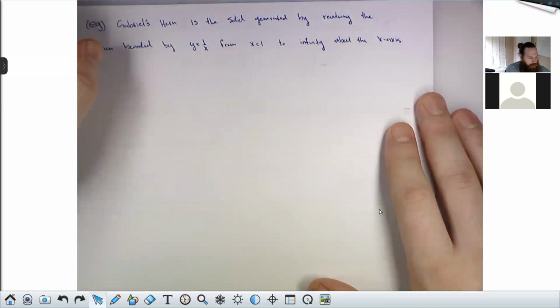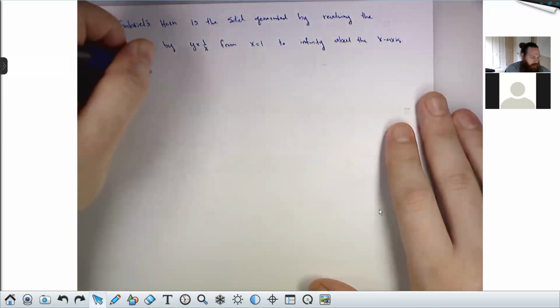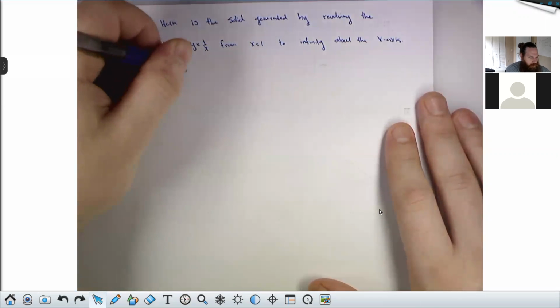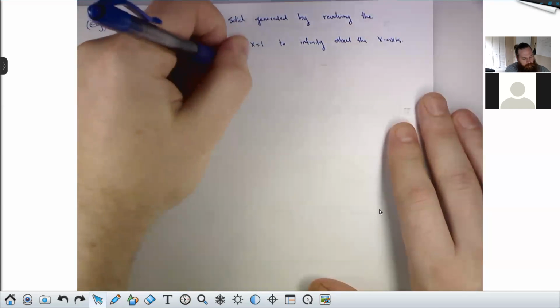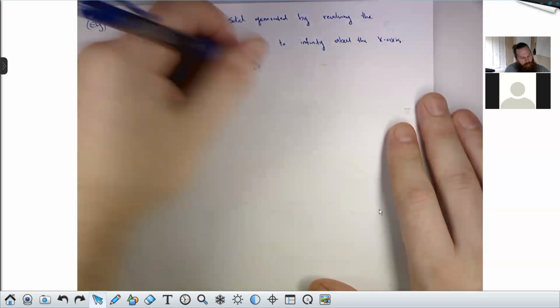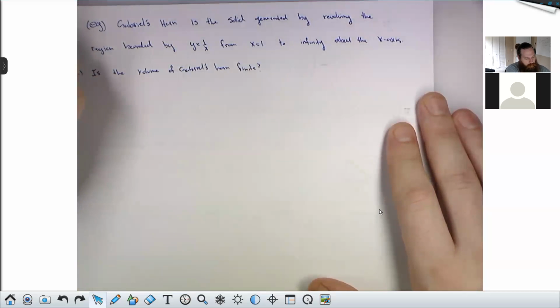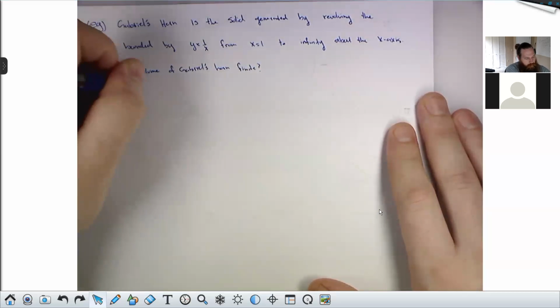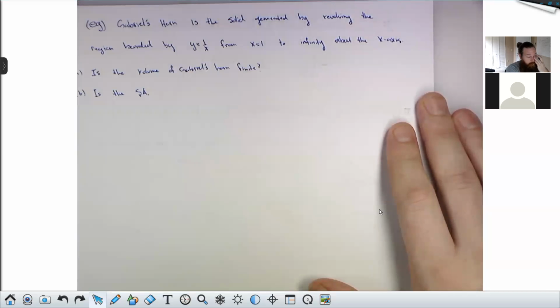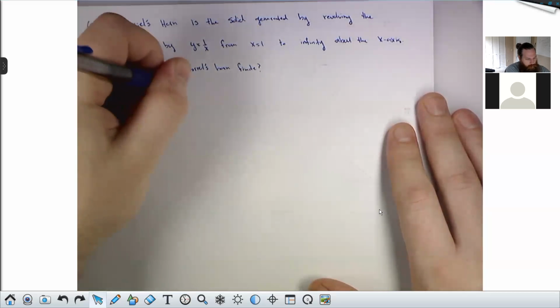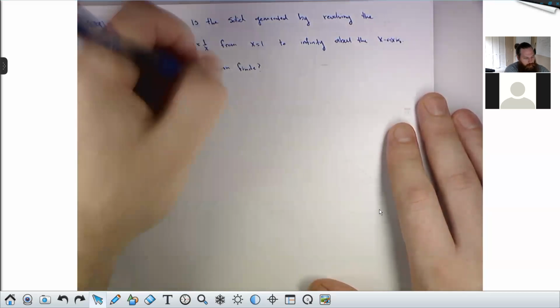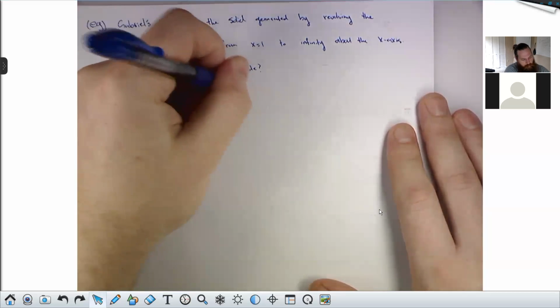And I'd like to ask two questions. Is the volume of Gabriel's horn finite? And is the surface area, SA standing for surface area, of Gabriel's horn finite?